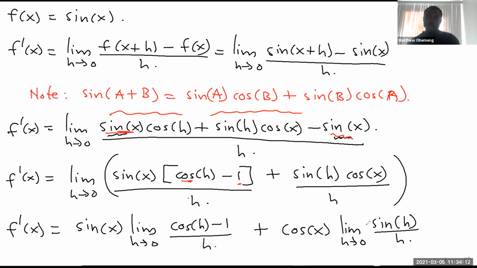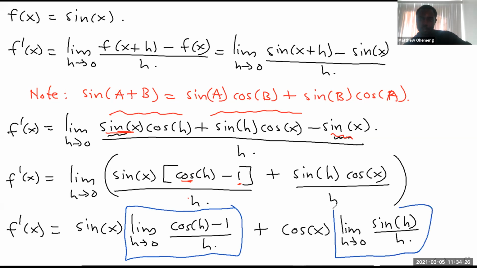So I'm here. So that means that in order to figure this limit out and this derivative out, the two limits that are very important to figure out are this limit and that limit. If I'm able to find these two, then I have the derivative of sine of x.